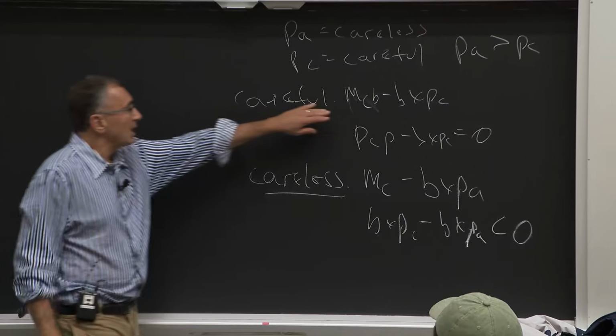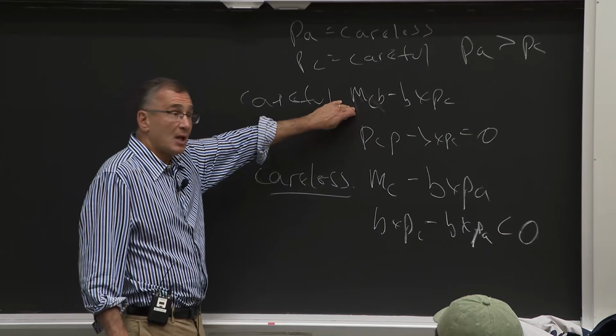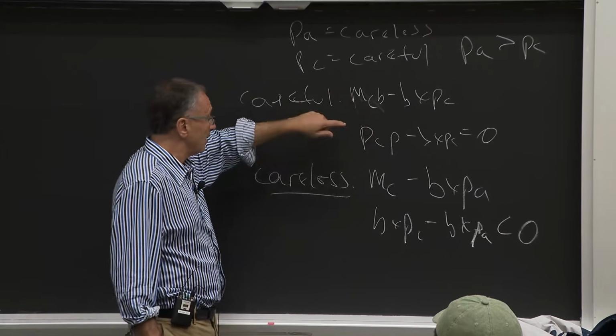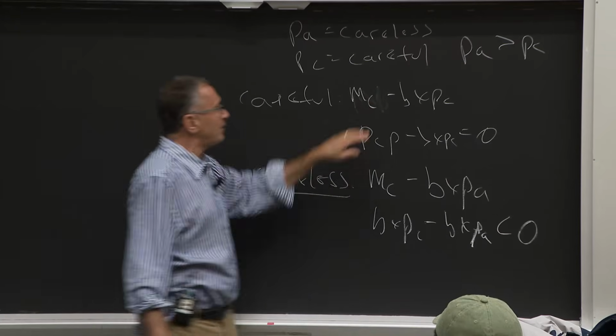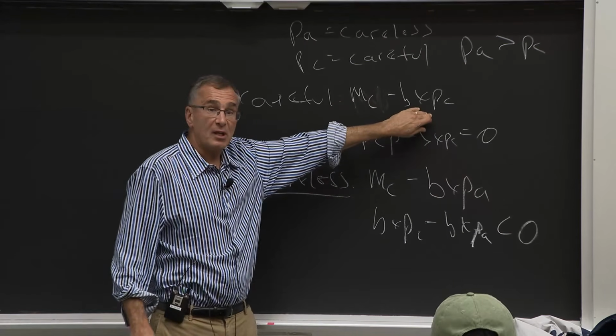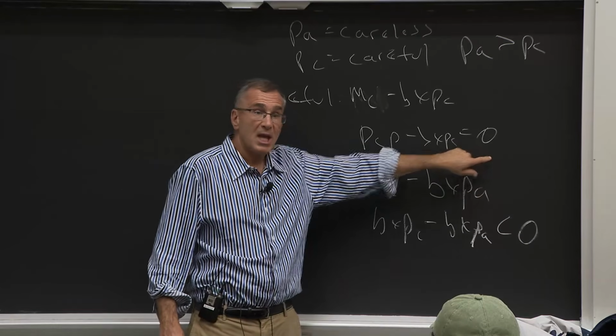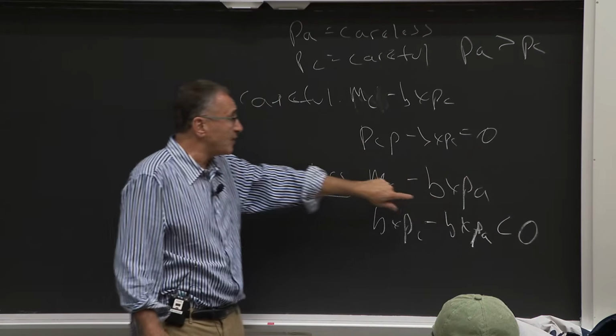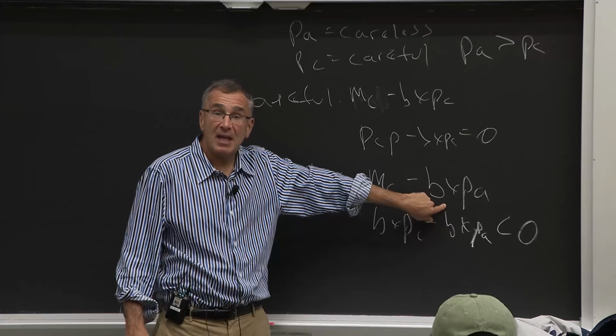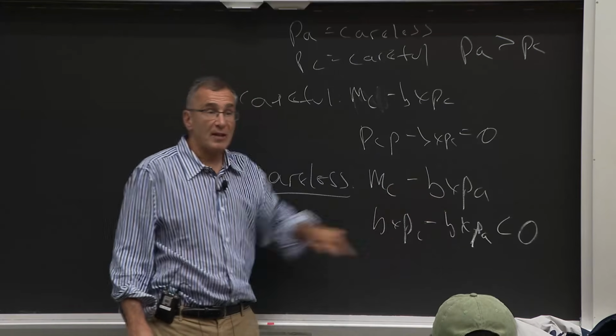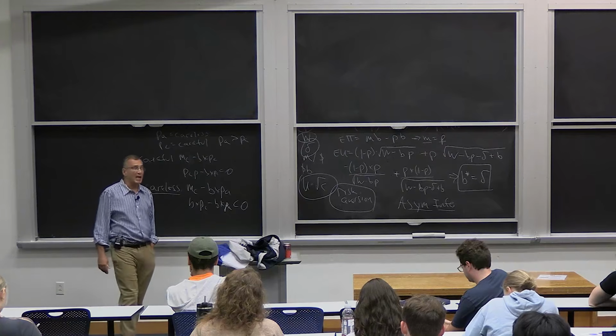So once again, in a world with careful, I charge them MC minus B times PC. I rewrite this, and I see that it equals 0. In a world with careless, I charge them MC, but I pay out B times PA. So I earn less than 0. So I lose money, I go out of business.